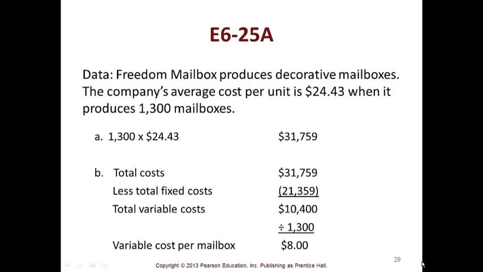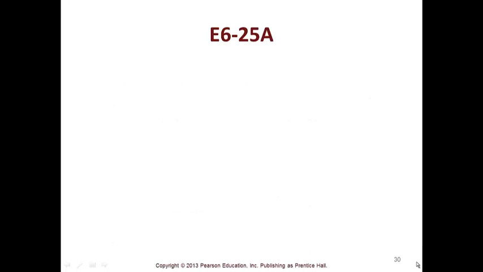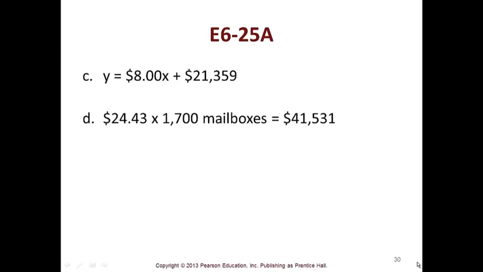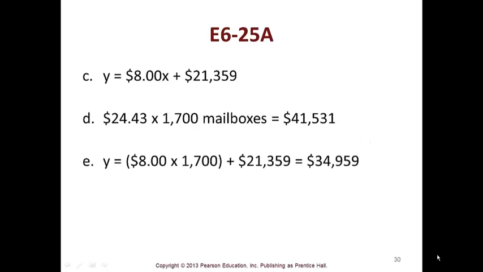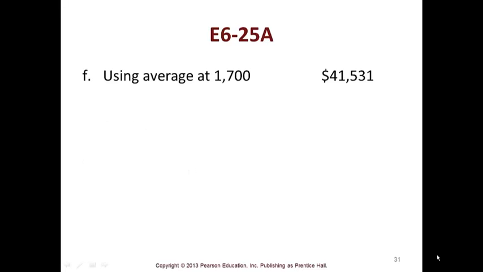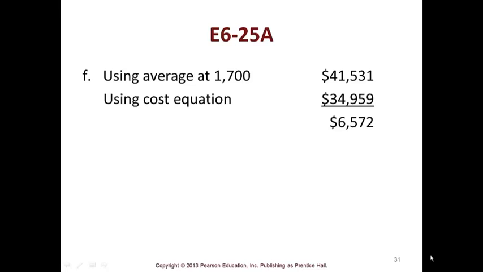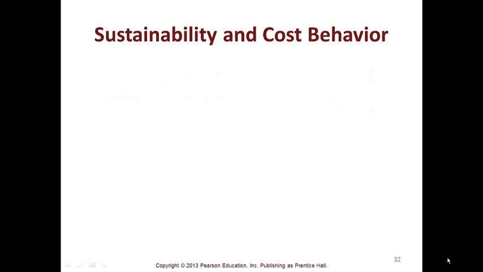Try not to let your brain stray away from the basic equations. So then you can come in and calculate it based on a different number of mailboxes, and you can get a different number of costs. So that's what C, D, and E are doing for you. Then they have using the average of 1,700 in F, using the cost equation, and then you come up with the difference of, depending on what units you're selling, you're going to have a difference in cost.